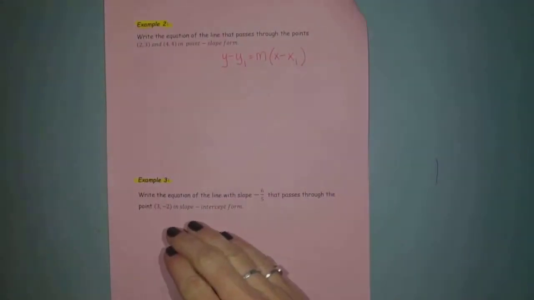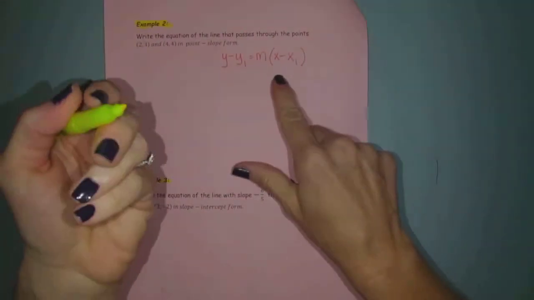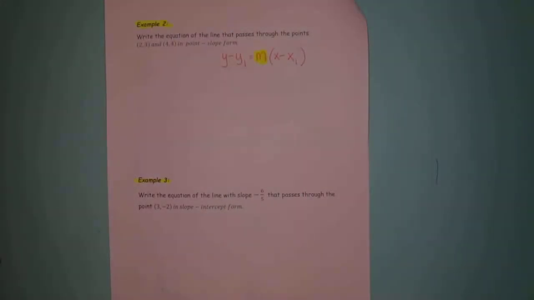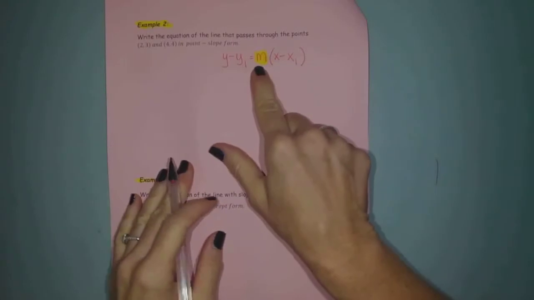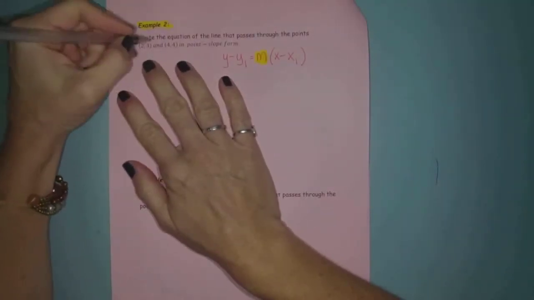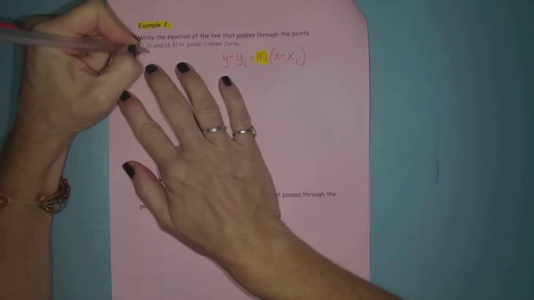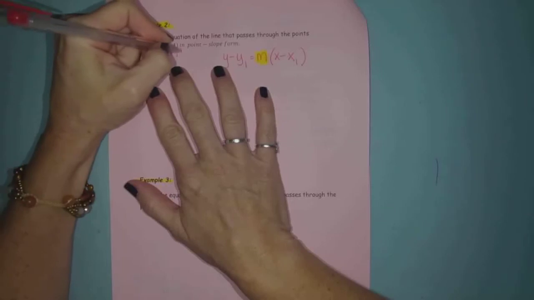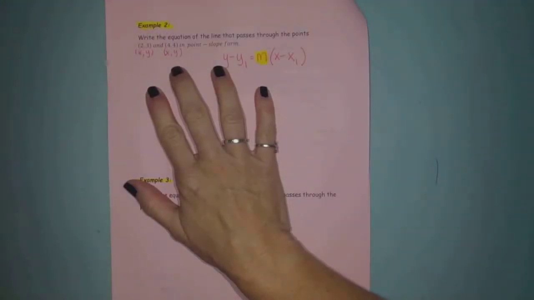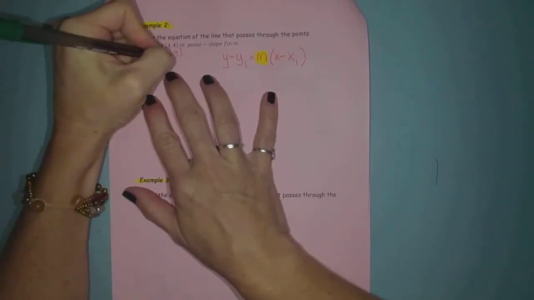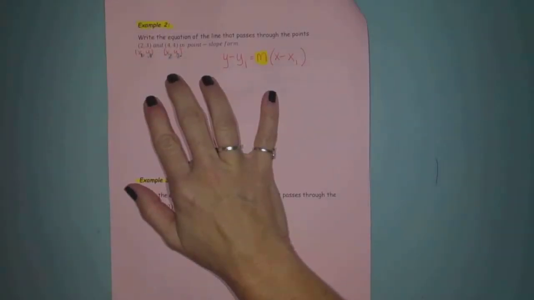Now, we know there's 3 things we got to fill in. We got to fill in m. So let's start there. We know how to find slope given 2 points. We're experts on this already. So let's call the first point x comma y. And let's call the second point x comma y. And this will be the first set. And this will be the second set.